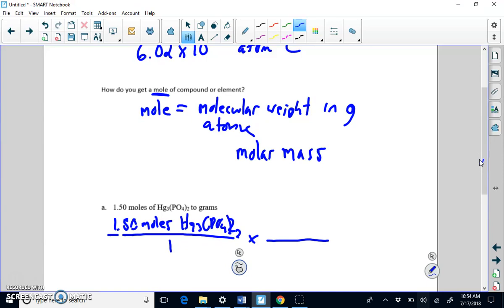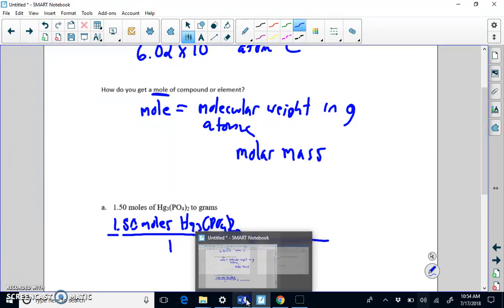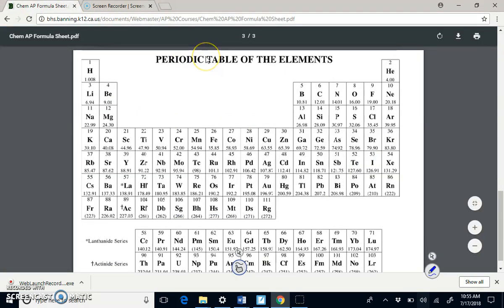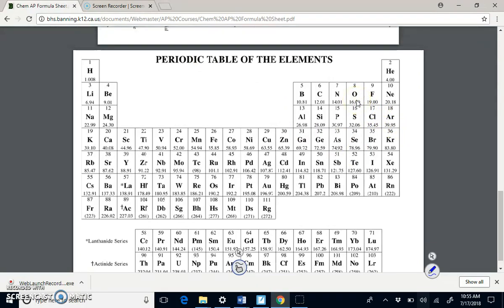So you need to go to a periodic table, which I have right here, and this is the AP periodic table, and use the masses here. Notice that oxygen is not 15.999 on this periodic table. They round it to 16, so we'll no longer be using 15.999.